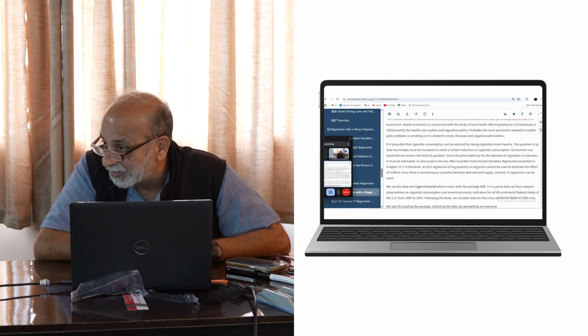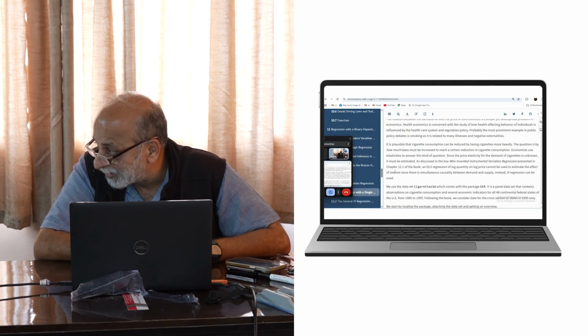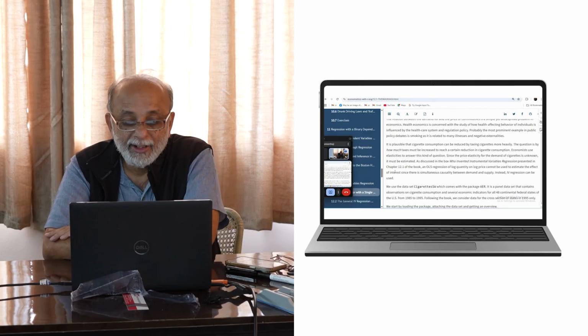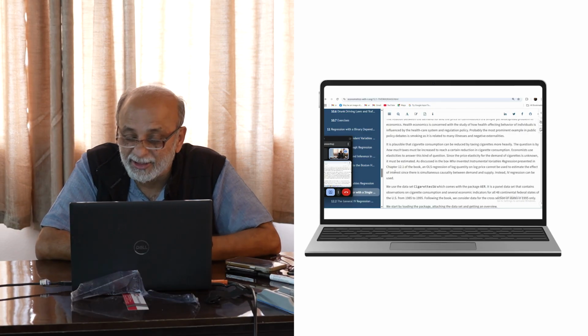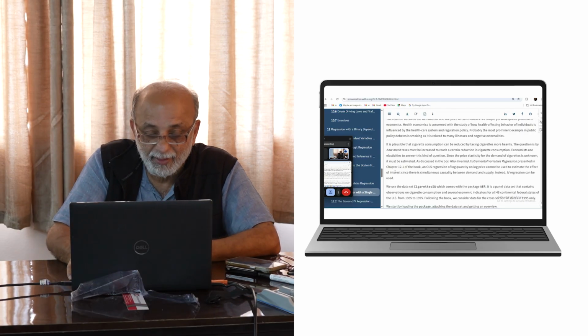Okay, the question is by how much taxes must be increased to reach a certain reduction in cigarette consumption? How much should you increase taxes, right? Okay. Economists use elasticities to answer that kind of question, right?